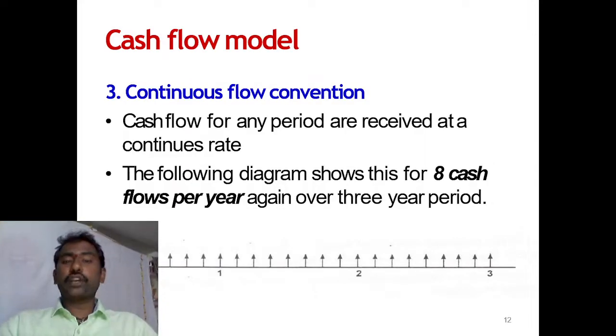And in the continuous flow convention, cash flow for any period is received at a continuous rate. The following diagram shows 8 cash flows per year, again over the 3 year period. So for every year we consider the 8 cash flows. Let us see: 1, 2, 3, 4, 5, 6, 7, 8. Here also 8, here also 8. So these are the 8 cash flows per year up to 3 years.